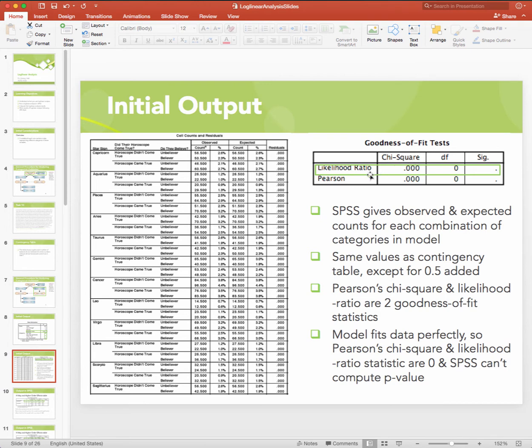The final bit of this initial output gives us 2 goodness of fit tests right here. We have the Pearson's chi-square and then the likelihood ratio. In this context, these tests are testing the hypothesis that the expected frequencies predicted by the model are significantly different from the observed frequencies in our data. And our model fits the data perfectly, so both of our statistics are going to have a chi-square of 0. And then SPSS does not compute the probability when you have a perfect fit in the initial output.